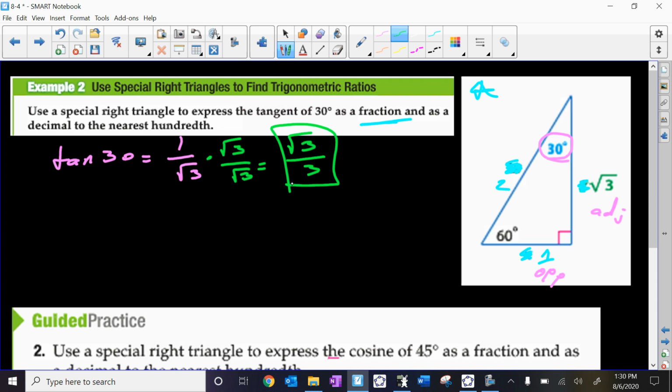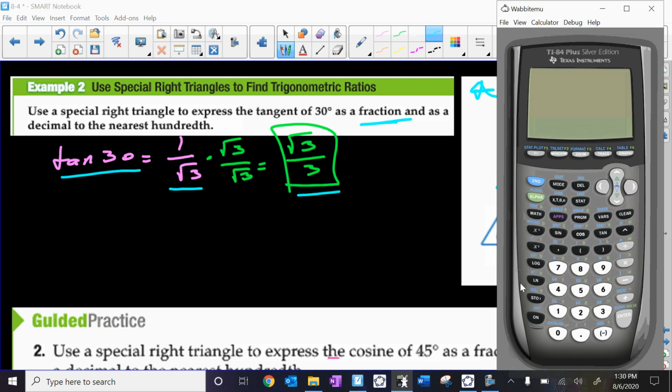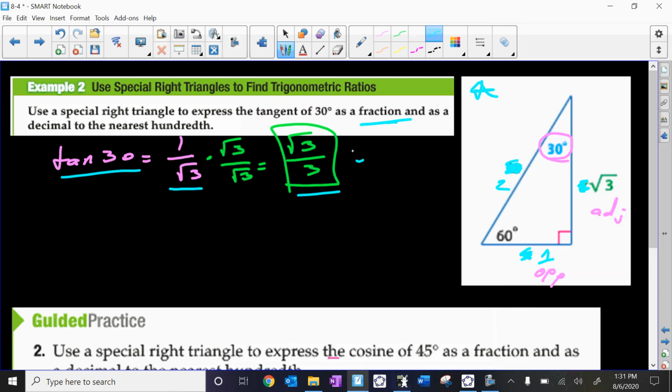In terms of your decimal answer, you can punch in one of really 3 things, and you should get the same answer. You can type in just tangent of 30, 1 divided by square root of 3, or square root of 3 over 3. For this purpose, I'm just going to use the tangent button. So tangent of 30 to the nearest hundredth is 0.58. So there's your answer as a fraction and as a decimal.